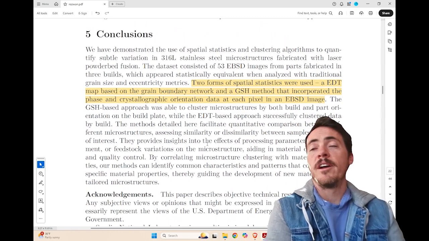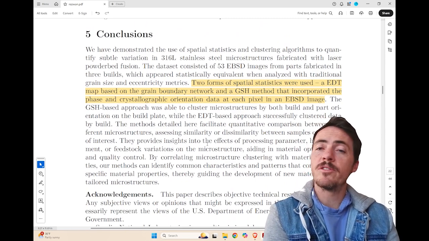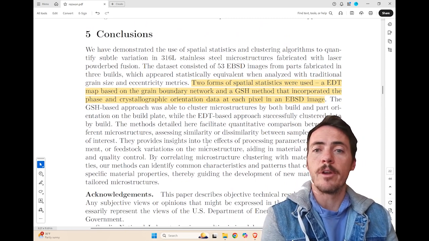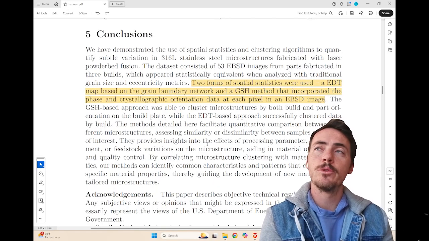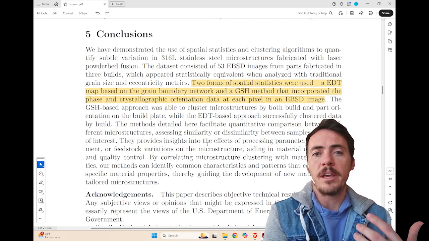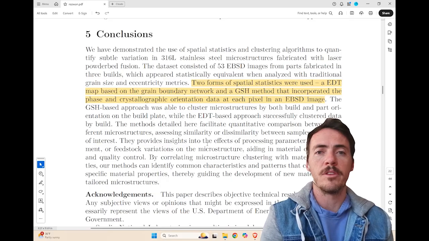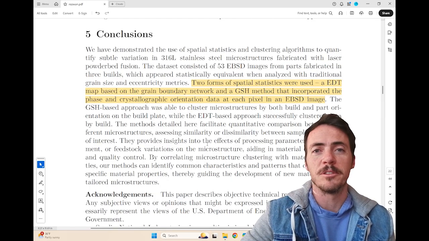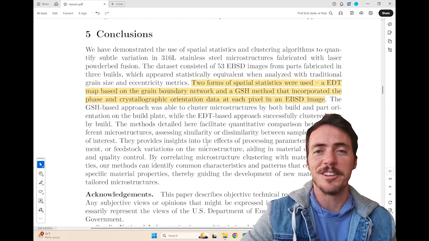So what's the takeaway here? They've got two new cool spatial statistics that can be leveraged, right? EDT and GSH, and they have a way of reducing that dimensionality in a way that makes it easy to extract information from those and put it into a pipeline for characterizing materials. I hope you'll take a look at it in the latest issue of IMMI.